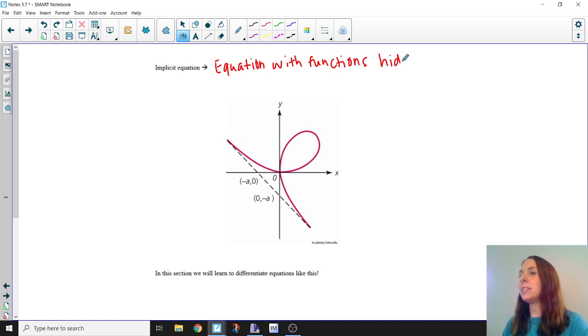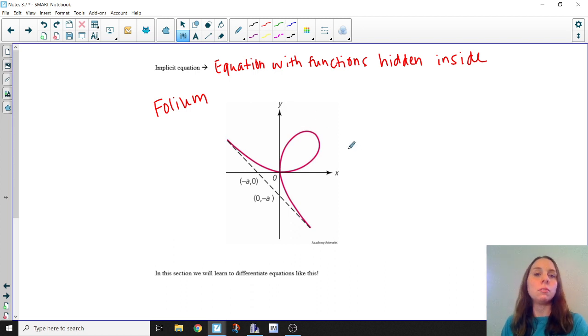Hidden inside. And one of my favorite implicit equations is one that generates this graph, and it's called a folium. Do you have a favorite implicit equation? Okay, I do, and it's this one. So this is just like a general form of a folium.